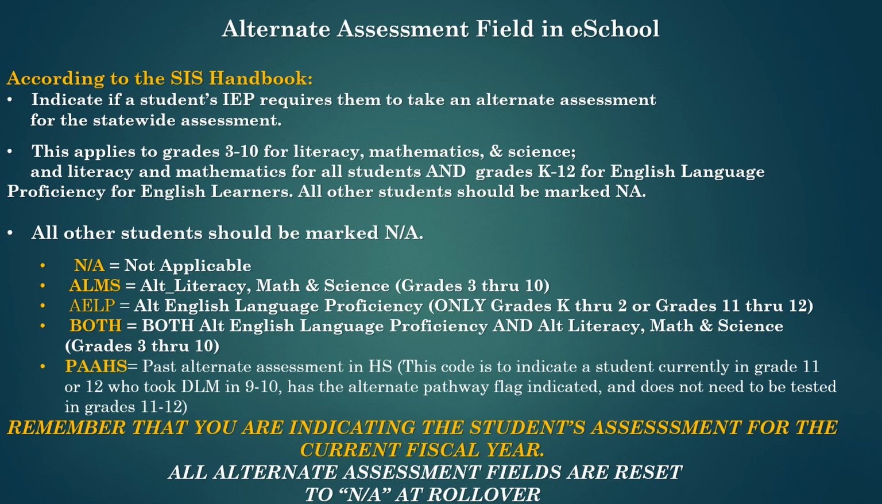With the change to DLM as the alternate assessment, there are now 4 allowable codes. They are as follows: NA for not applicable, ALMS, alternate literacy, math, and science, grades 3 through 10, AELP for the alternate English language proficiency, that's only grades K through 2nd, or grades 11 through 12. And lastly, there's both the alternate English language proficiency and the alternate literacy, math, and science for grades 3 through 10 only. Remember that you are indicating the student's assessment for the fiscal year and that all alternate assessment fields are reset to NA at rollover.